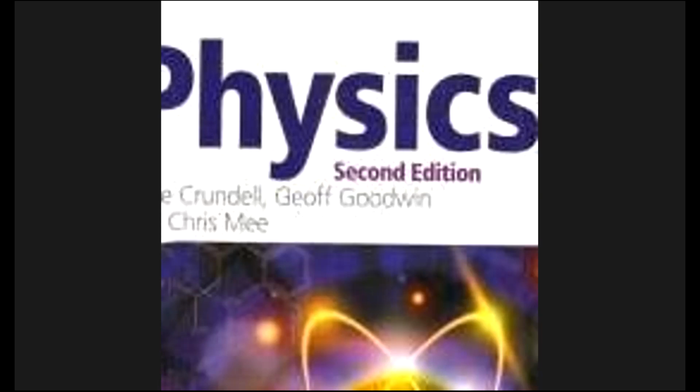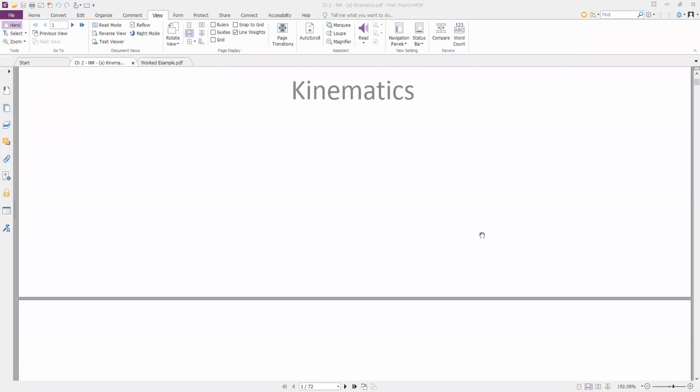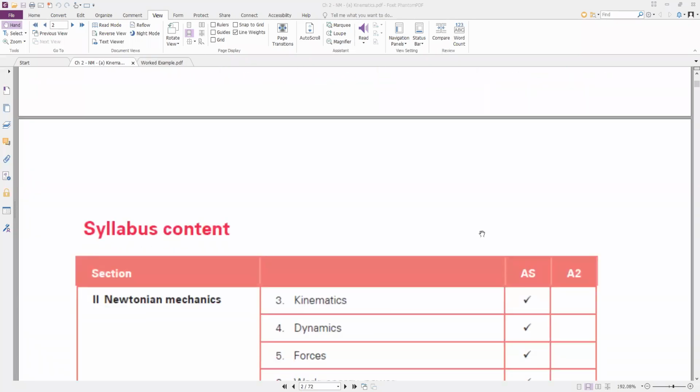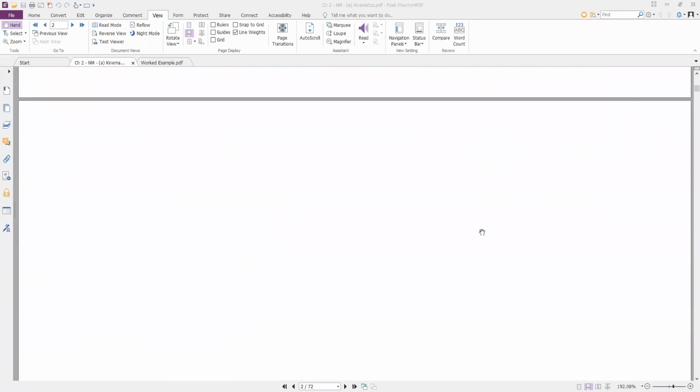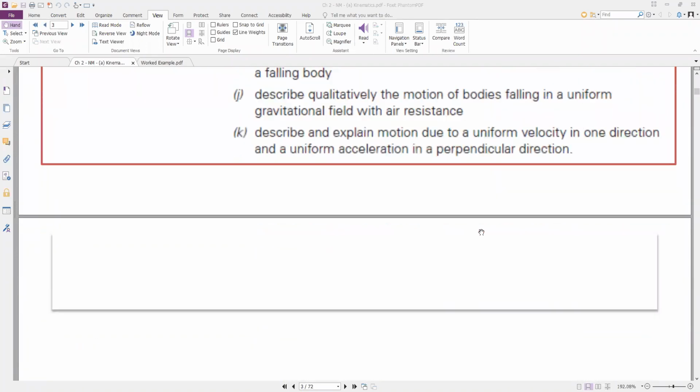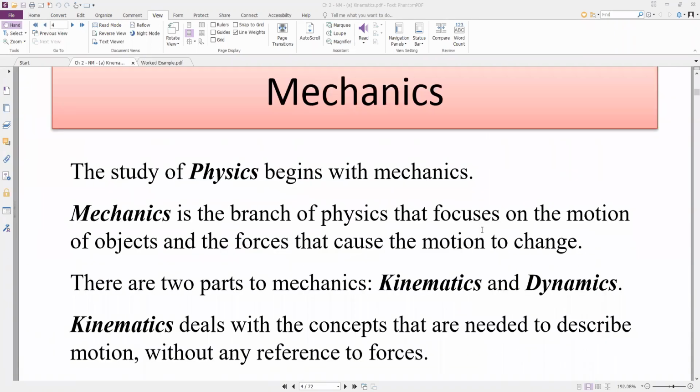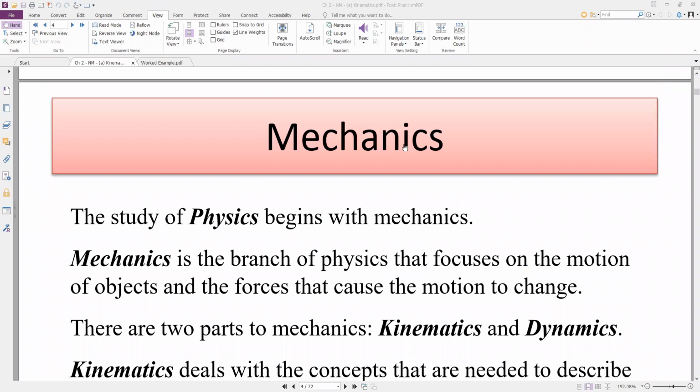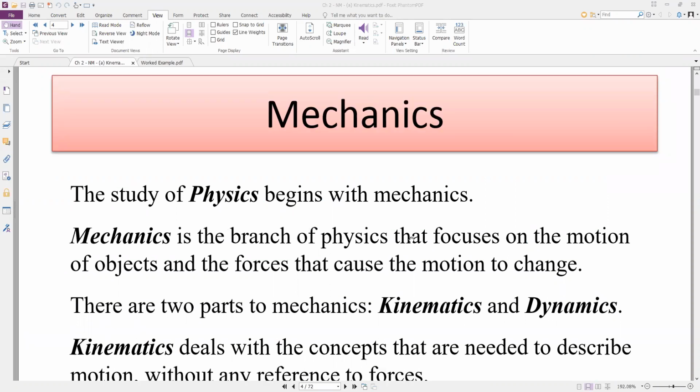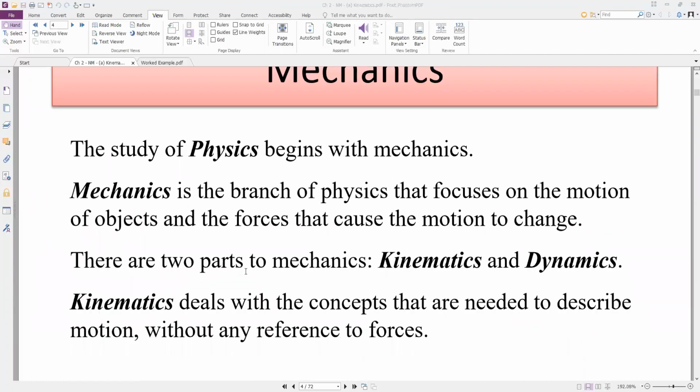This is the notation, mechanics or kinematics. First, this is what the syllabus contains. Then, together, we need to define what mechanics is. What is mechanics? The study of physics begins with mechanics. Mechanics is the branch of physics that focuses on the motions of objects and the forces that cause the motions to change. There are two parts to mechanics, kinematics and dynamics.